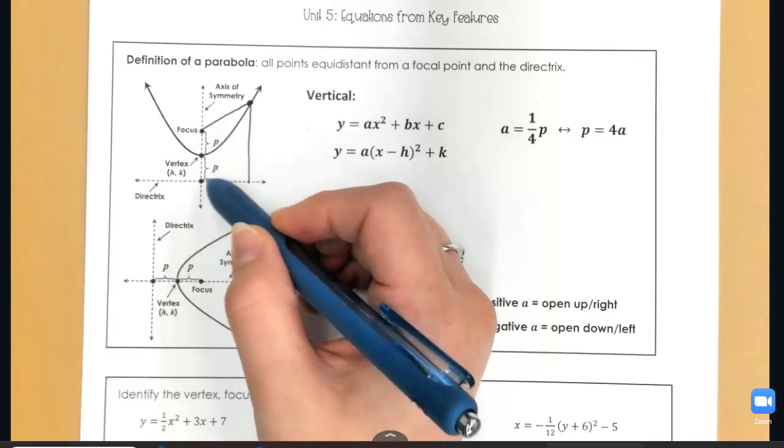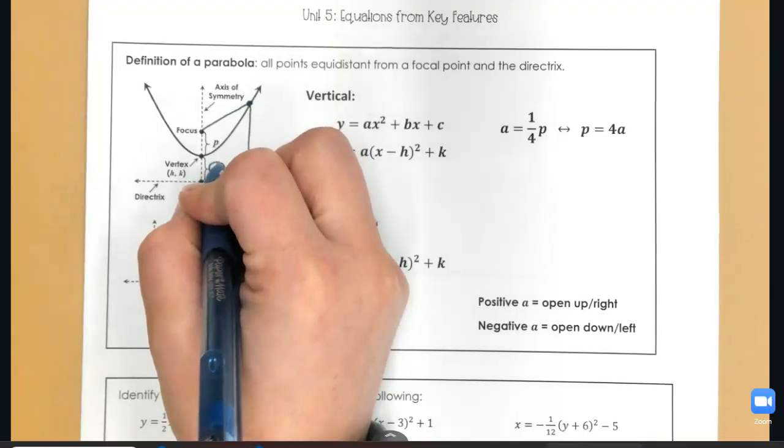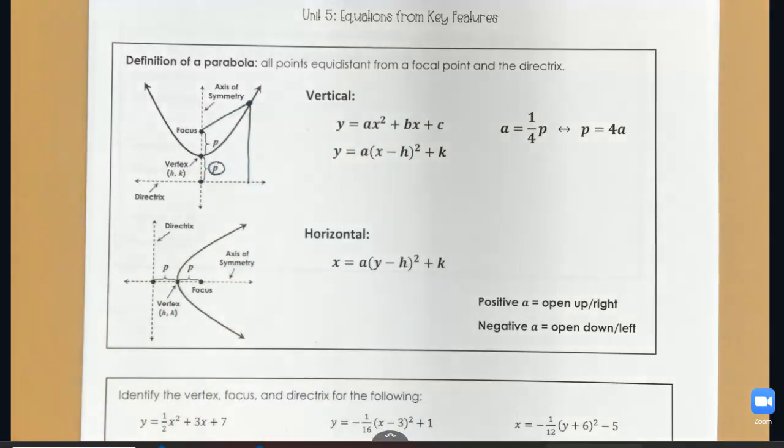And again, if this distance has to be the same, that gives us a value that we are going to call P. Don't ask me why it's P. I didn't make this up. I didn't decide the letters.